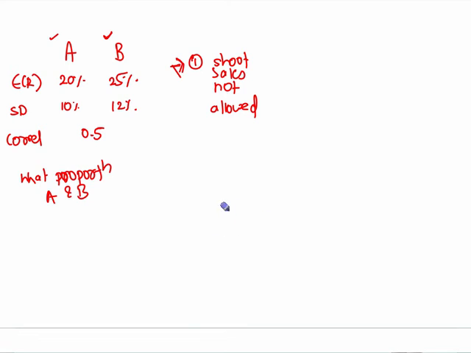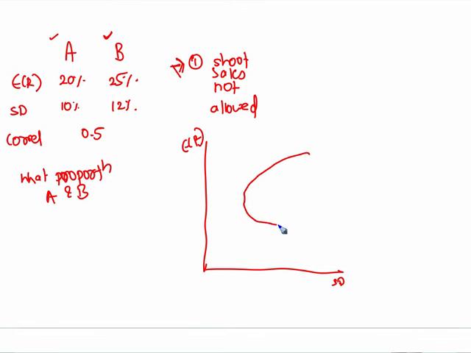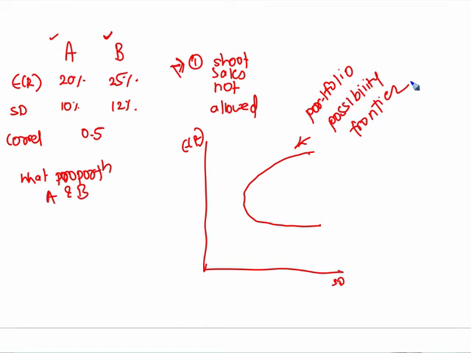So he started creating all possible portfolios. Okay, so portfolio where first weight of asset A is 1%, B is 99, then 2, 98, and then he started plotting standard deviation and expected return onto a scatter plot. And once he did that, he got a graph like this. This particular graph is called in the FRM Part 1 syllabus as portfolio possibility frontier.